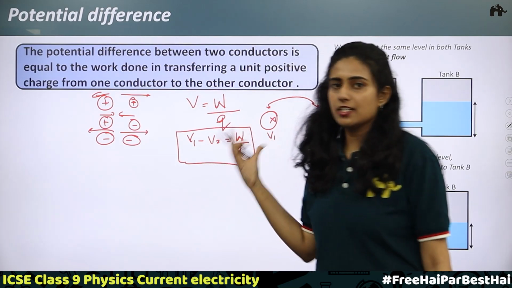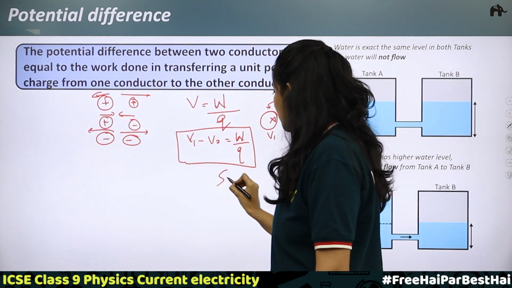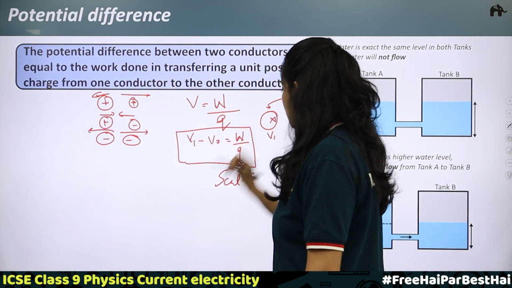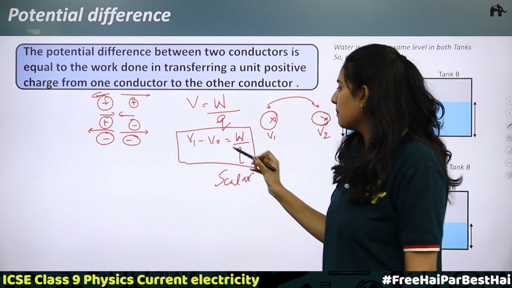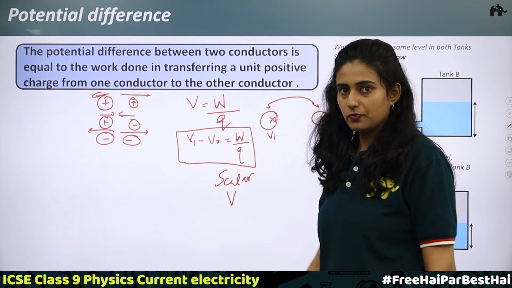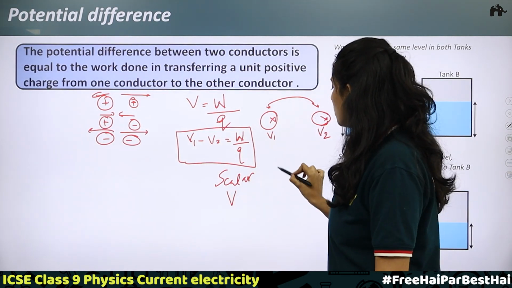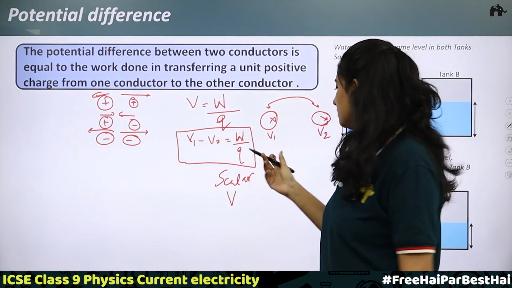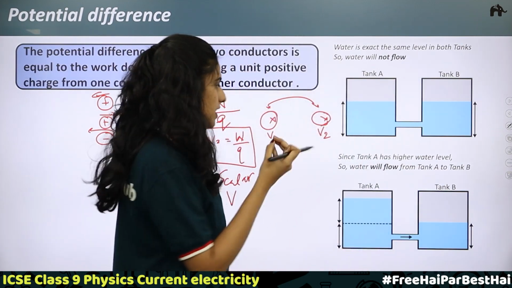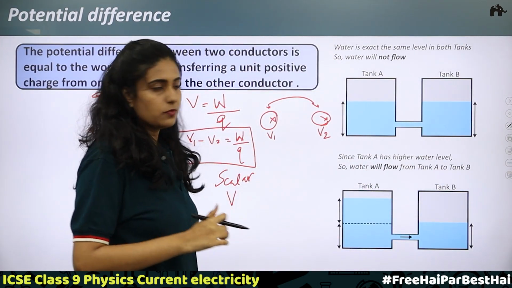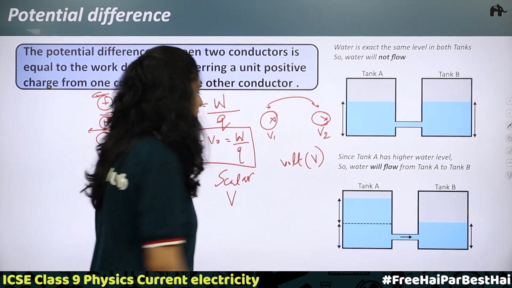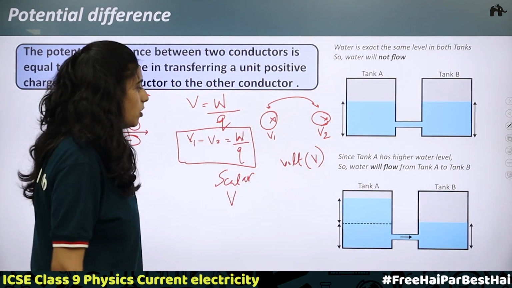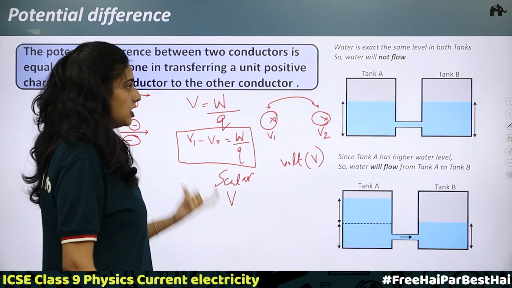Electric potential and electric potential difference are scalar quantities. Scalar quantities mean there is only magnitude and no direction. It is represented by the letter V, and its unit is also volt, named after the scientist Alexander Volta. Volt is the unit, represented by capital letter V. Understood about electric potential and potential difference?